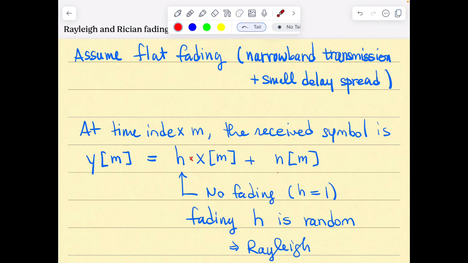So what is flat fading? This happens when we have narrowband transmissions and a small delay spread. So that means the receiver will see only one coefficient or one path, even though there are multiple paths. Since the transmission is narrowband, the system has very low resolution. Okay, so we assume flat fading.